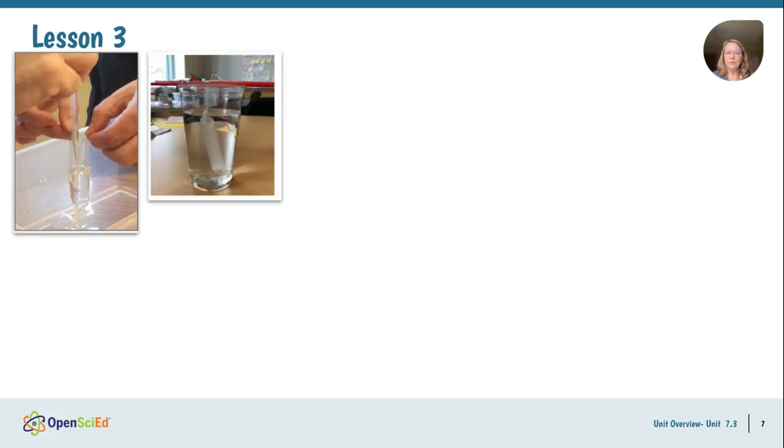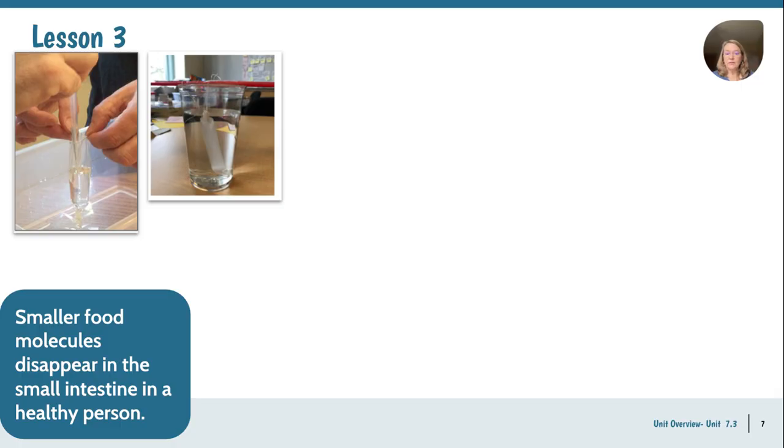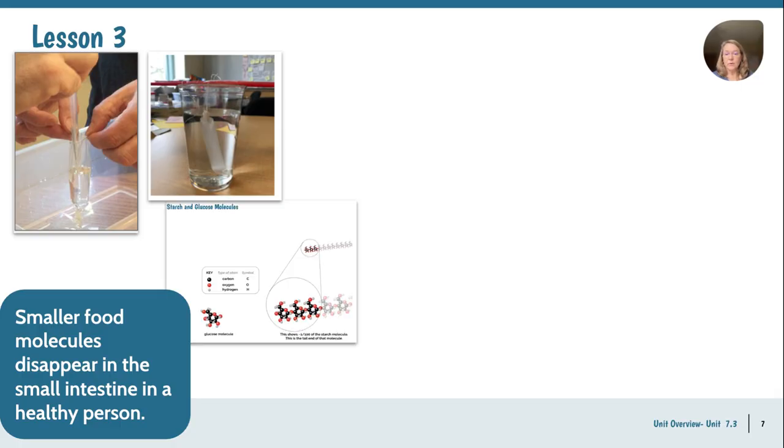In Lesson 3, we carry out an investigation using dialysis tubing to represent the small intestine. We use this to investigate why food molecules seem to be disappearing in the small intestine, like we saw in the data from Lesson 2. From this investigation, we're able to argue the small intestine must have microscopic openings in the wall of it, because small food molecules are able to get out, but larger molecules are not. Next, we analyze images of glucose and starch molecules, which makes us wonder more about what is happening to these food molecules in other parts of the digestive system, like the large intestine.